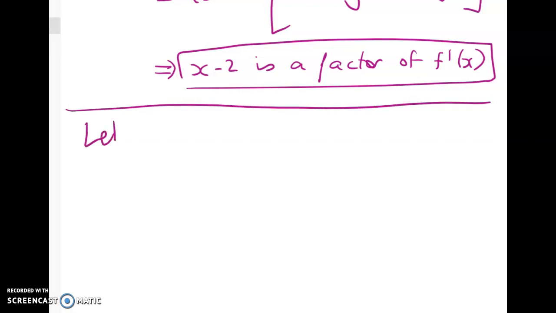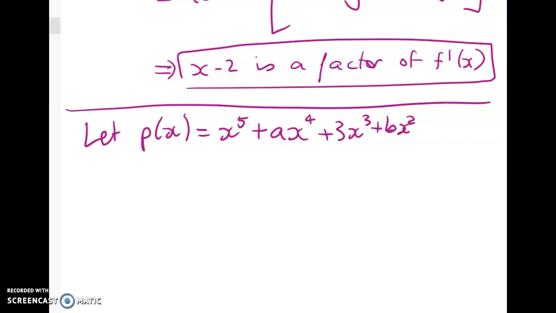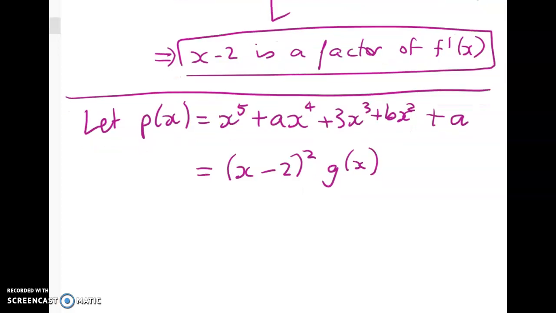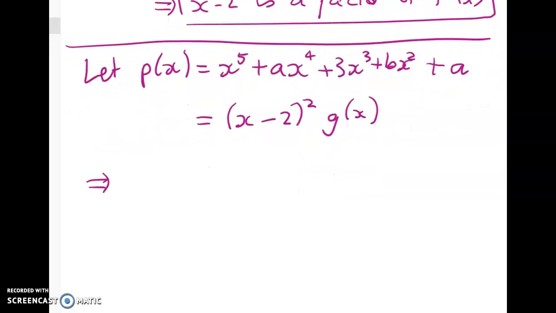But I'm going to start by defining p of x to be this thing that we've got. We've got x to the power of 5 plus ax to the 4 plus 3x cubed plus bx squared plus a. And we know that x minus 2 squared is a factor, so we can write this like that. But we can also say that x minus 2 is a factor of the derivative.